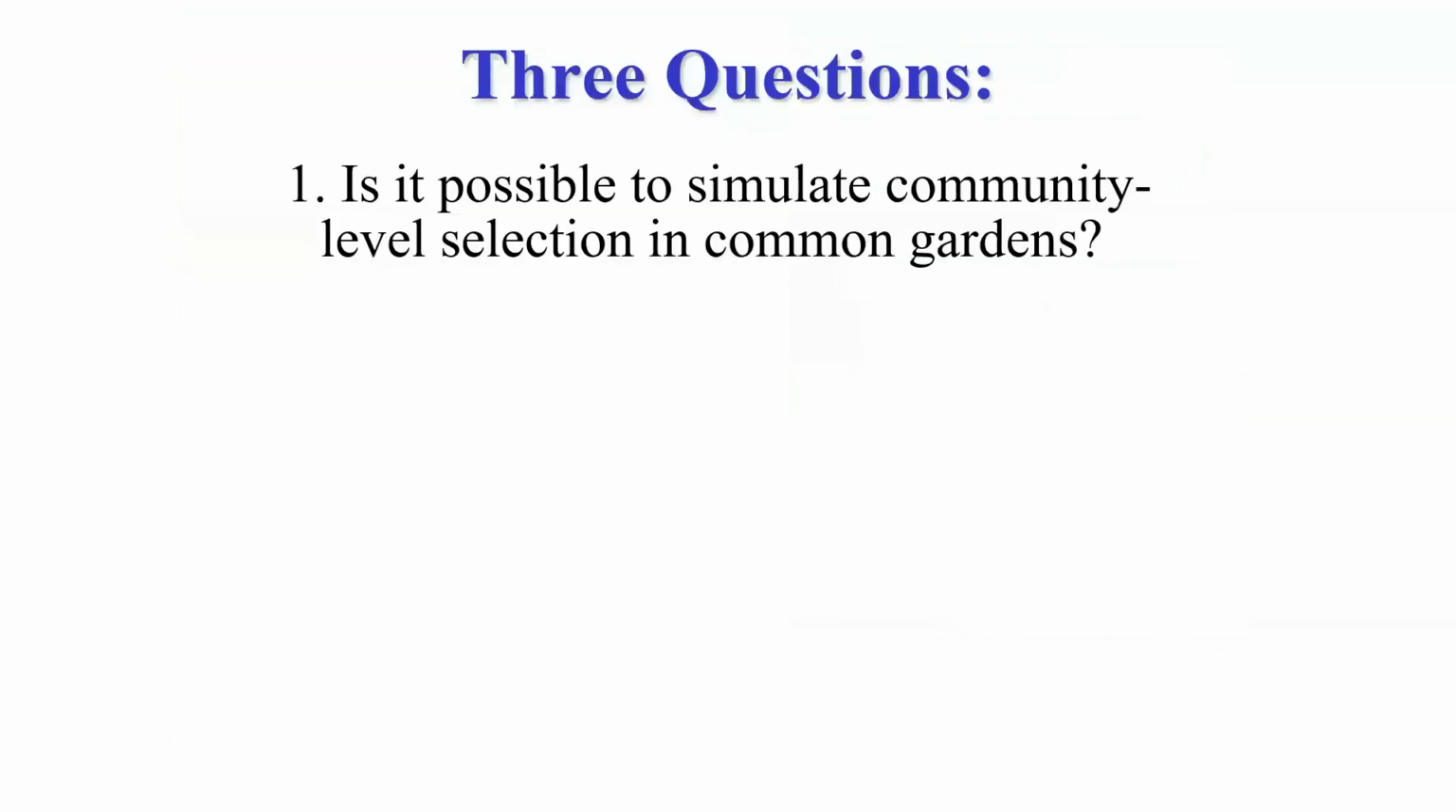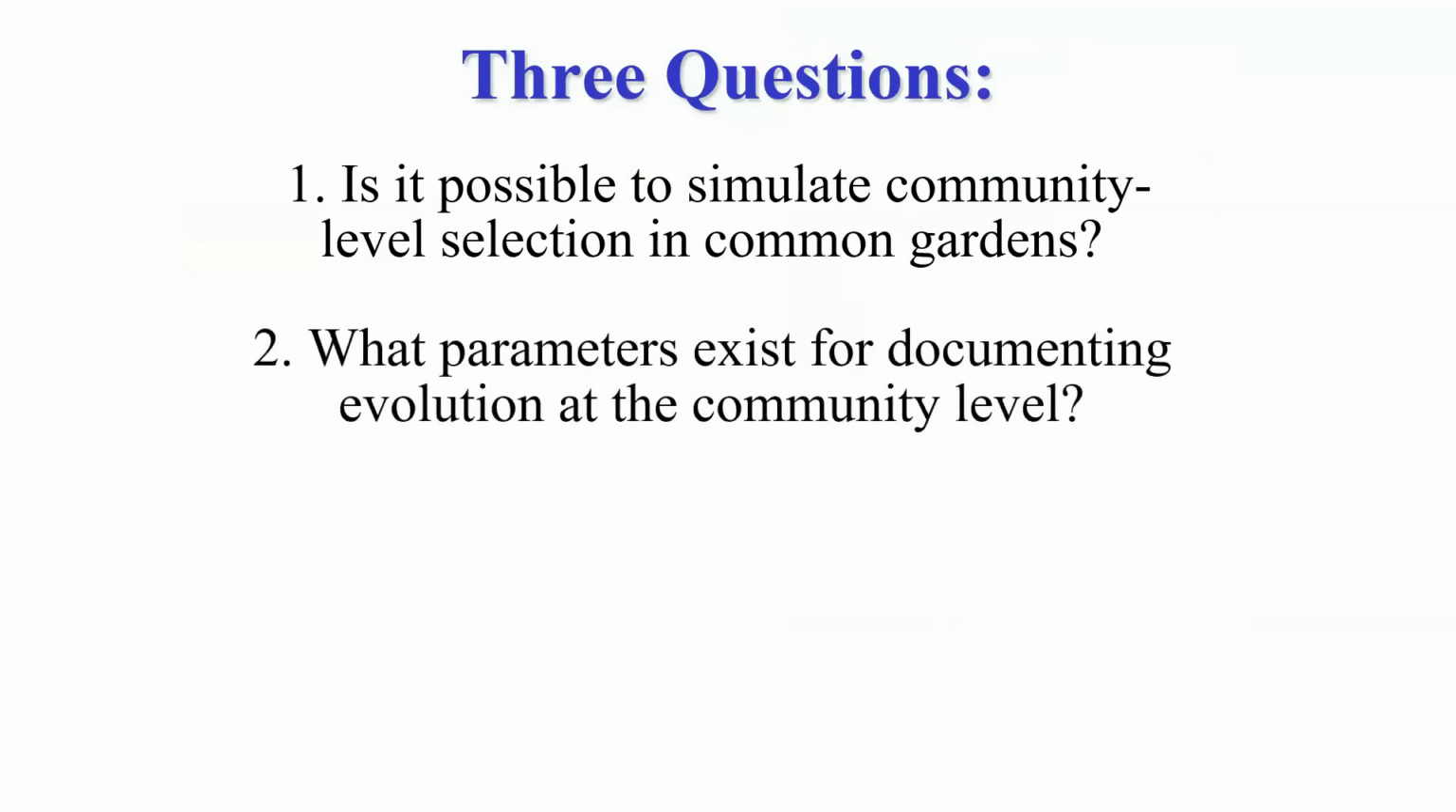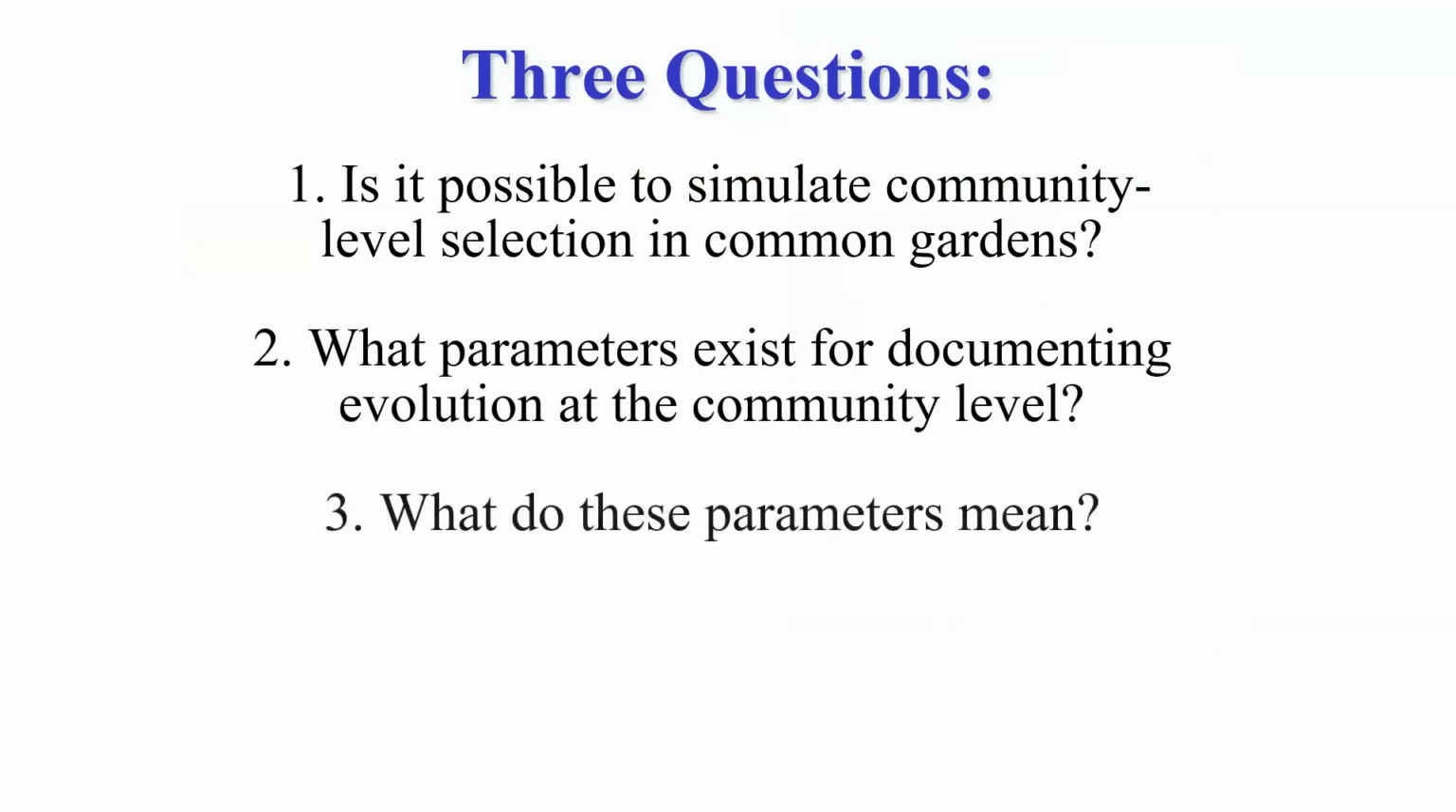So there are three questions I'd like to address today. The first, is it possible to simulate community-level selection in common gardens? Secondly, what parameters exist for documenting evolution at the community level? And finally, what do these parameters mean?